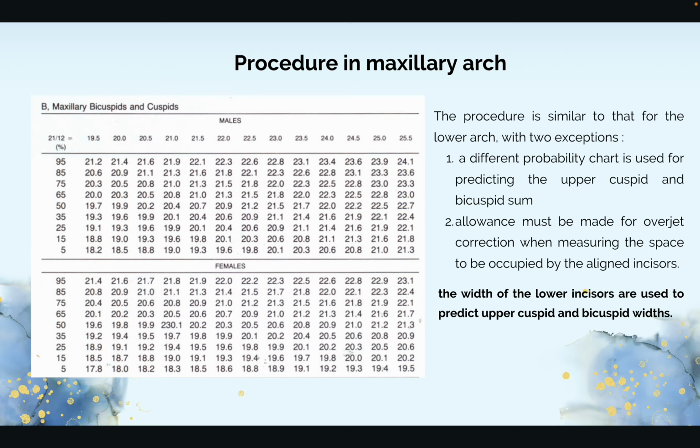Okay, now we move on to the procedure in the maxillary arch. This procedure is similar to that for the lower arch with two exceptions. The first is that a different probability card is used for predicting the upper cuspid and bicuspid sum. The second is that allowance must be made for overjet correction when measuring the space to be occupied by the aligned incisors. And note that the widths of the lower incisors are used to predict upper cuspid and bicuspid width.